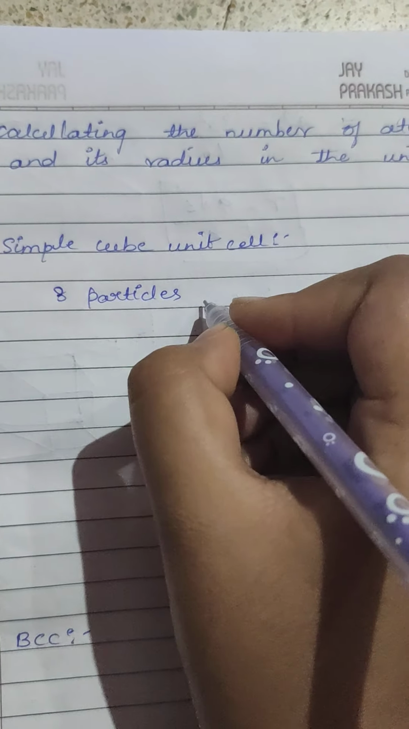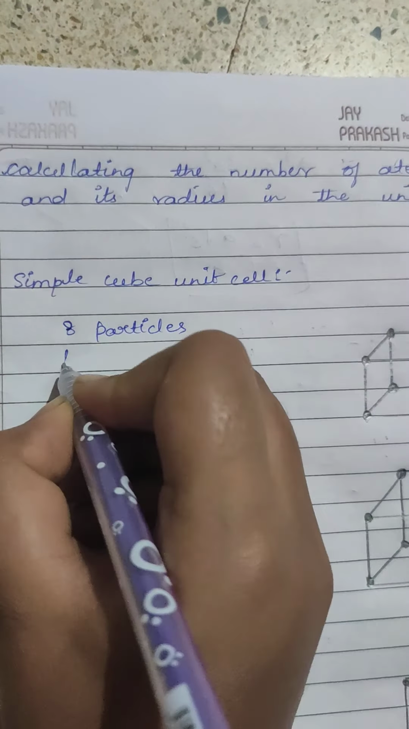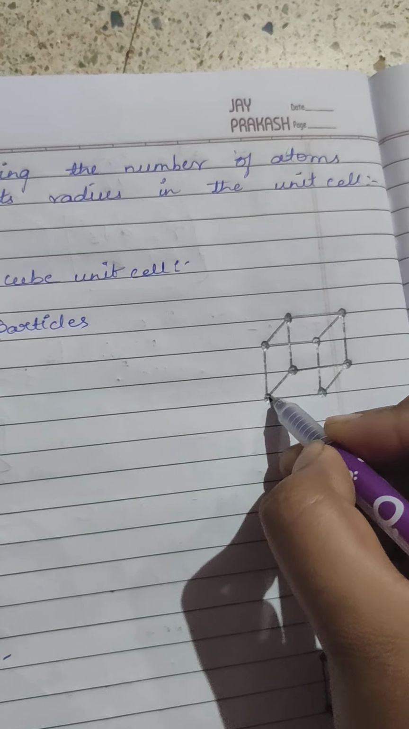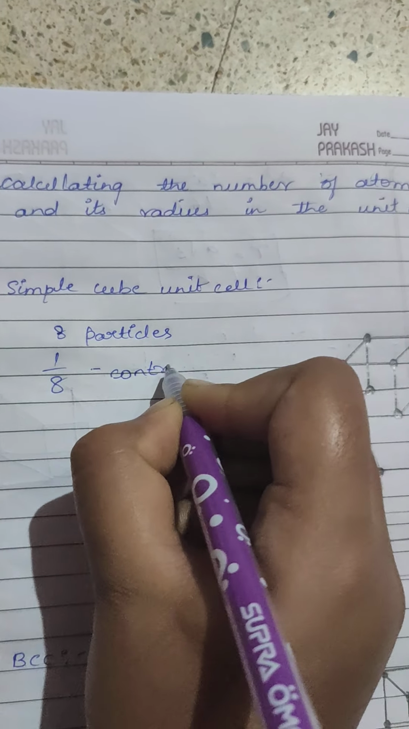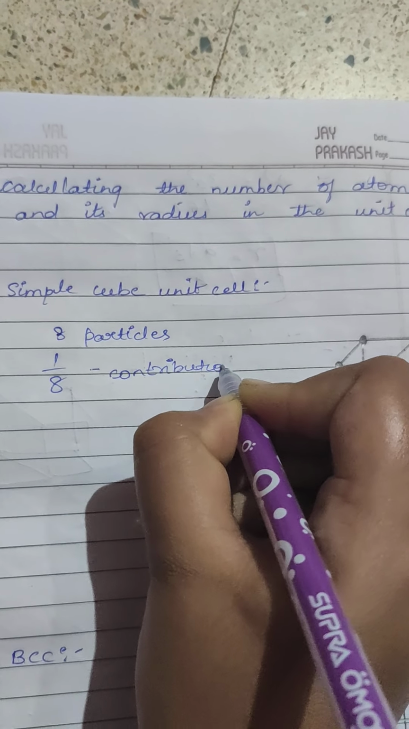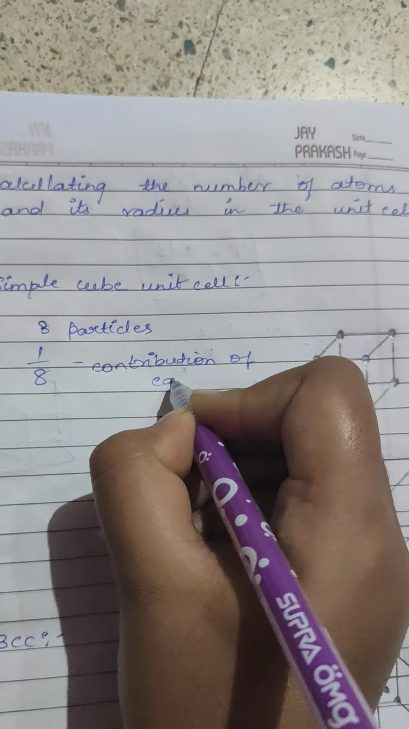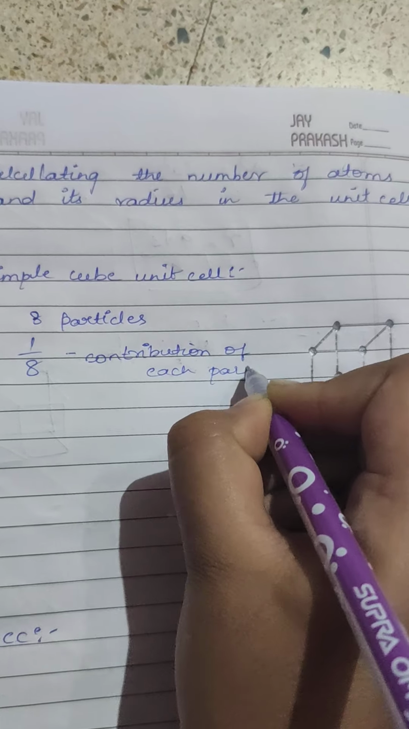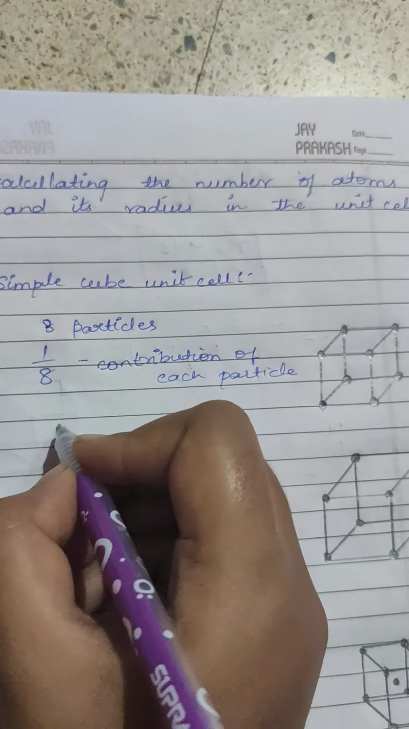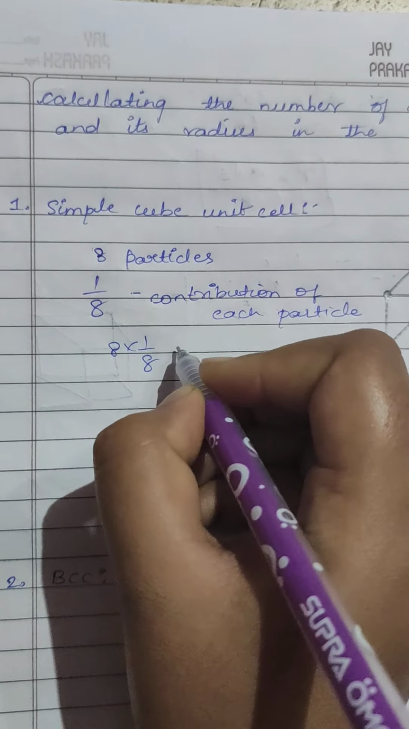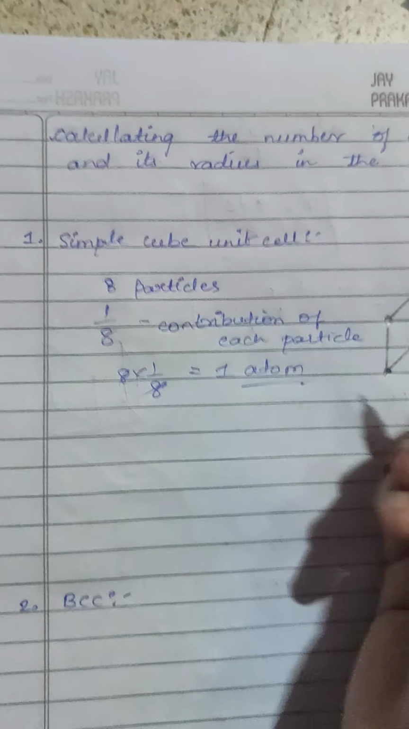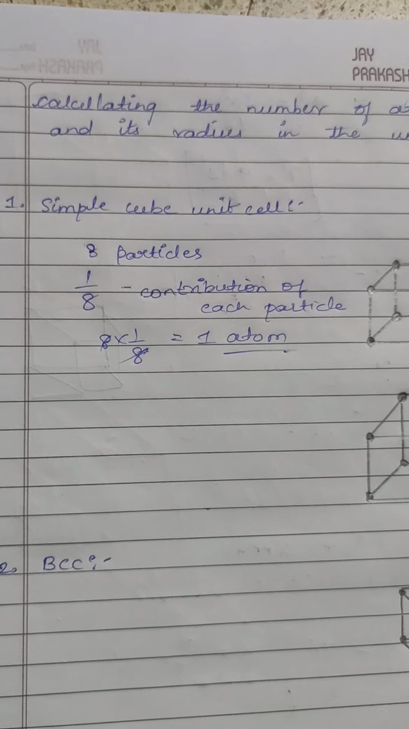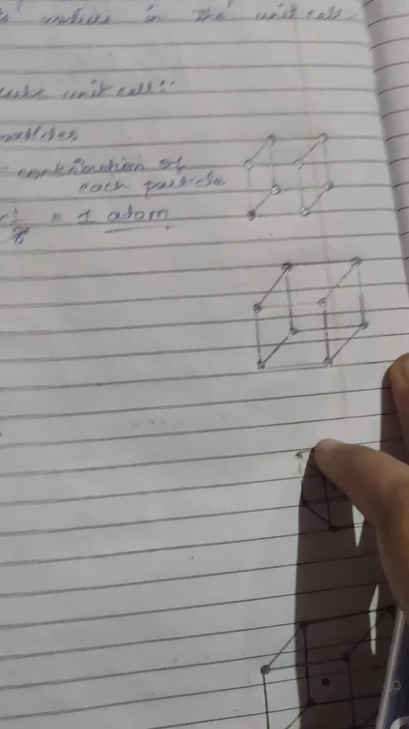There are 8 particles present and the contribution of each particle will be 1 by 8. This is the contribution of each particle. So on multiplying these two, we are going to get the number of atoms present. So there is 1 atom present in the simple cube unit cell. Now let's calculate the radius.